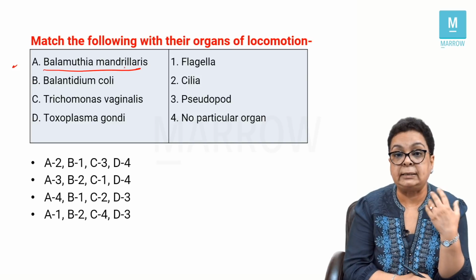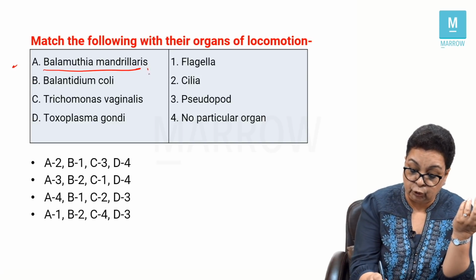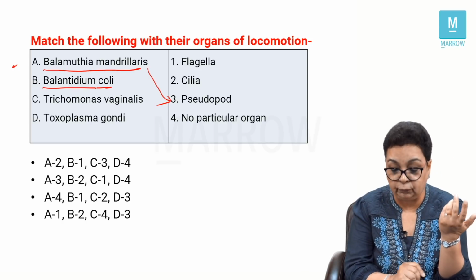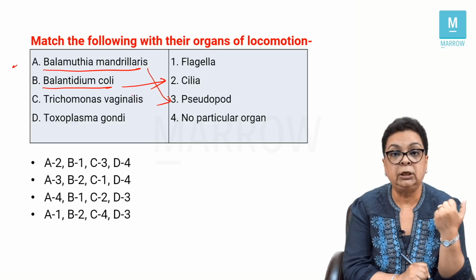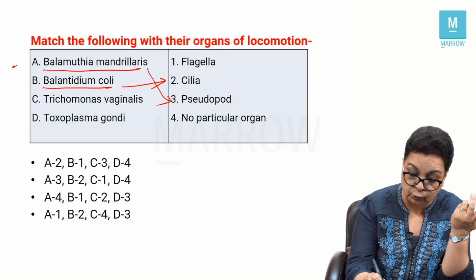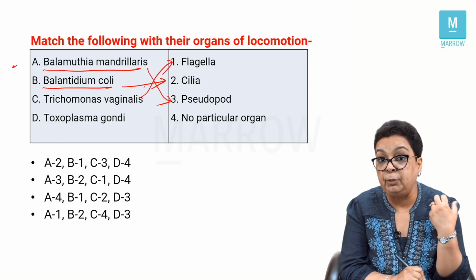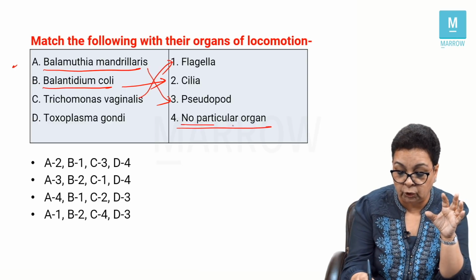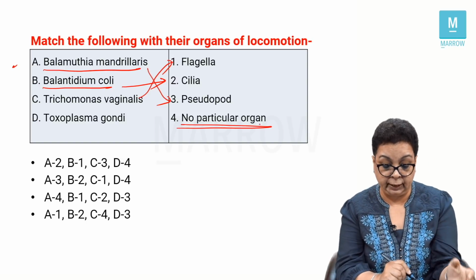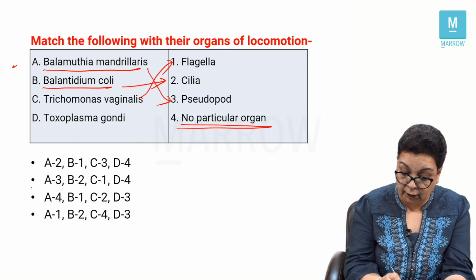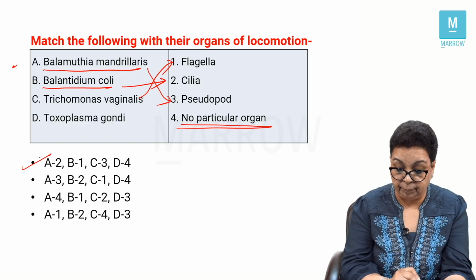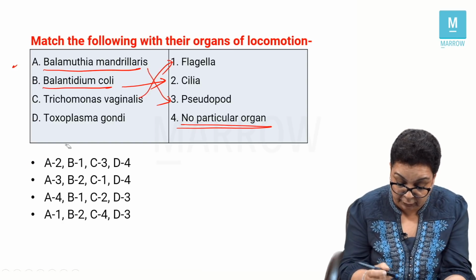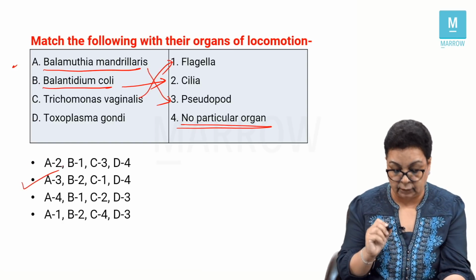Balamuthia mandrillaris, this is an amoeba. So this is going to be motile by pseudopodia. Balantidium coli is a ciliophoran. So this is motile by cilia. Trichomonas is a flagellate protozoan. But Toxoplasma belongs to the phylum Apicomplexa. It has no particular organ of locomotion, right? So our answer here is A3, B1, C3, let me see, which is the answer, A3, right? This is our answer, right?